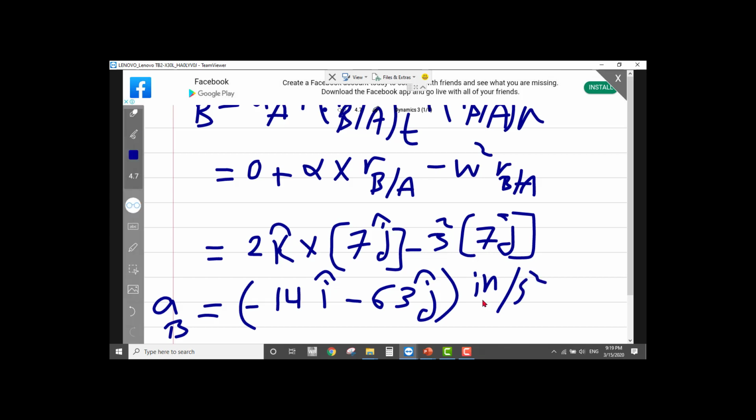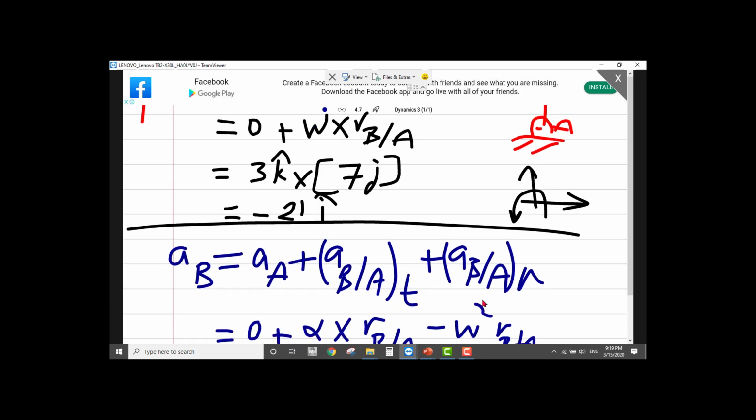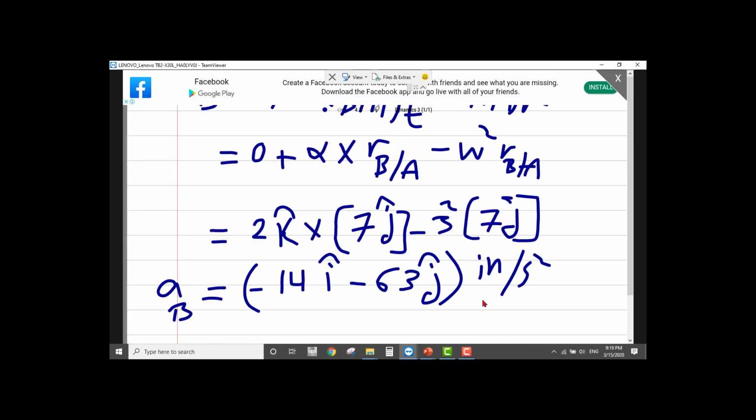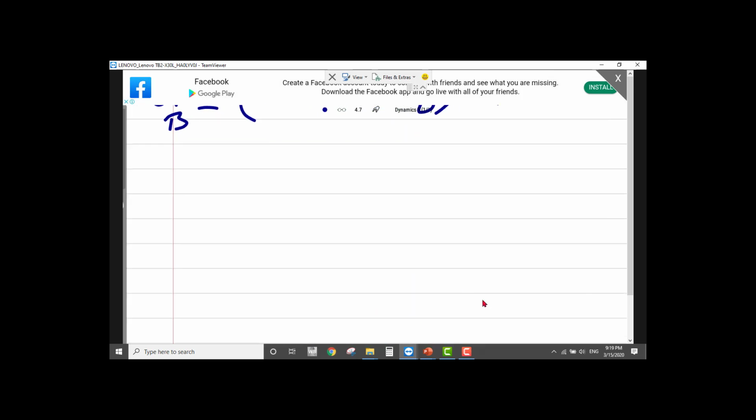The same for the velocity. So the velocity here is in inch per second. Okay. So that's it for link AB. Now let's see another link.